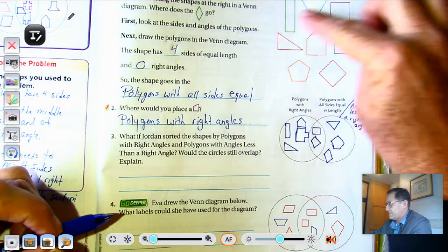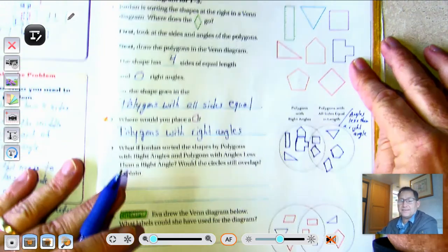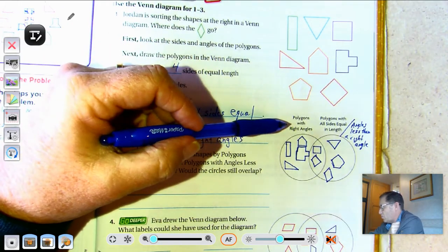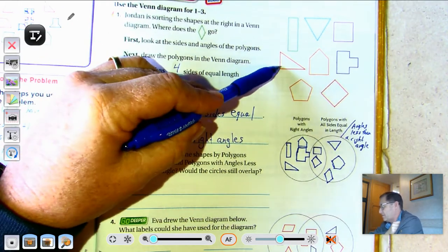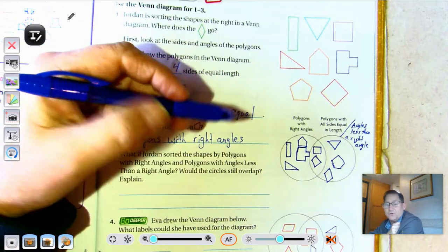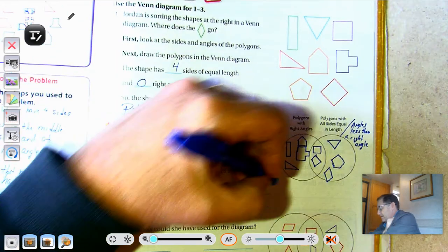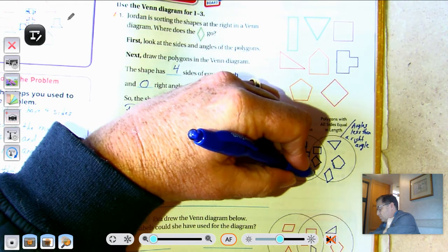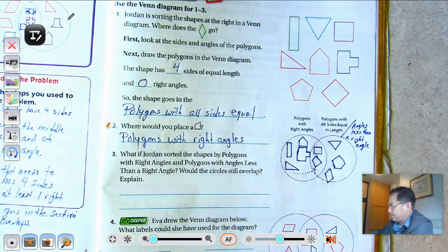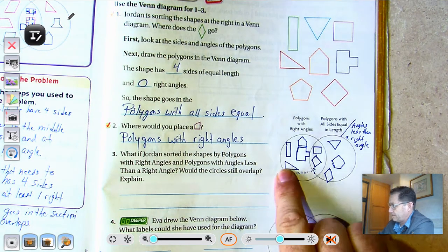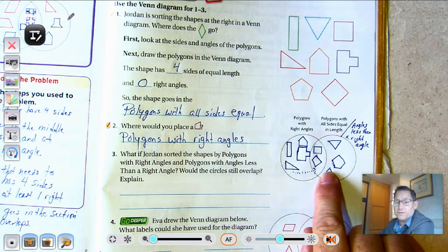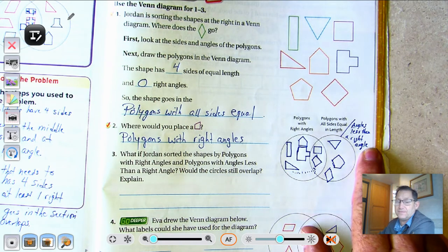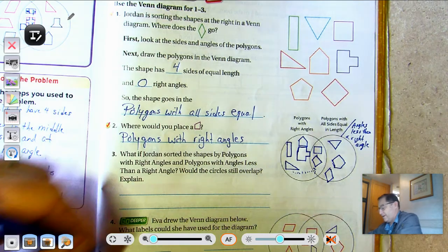So do any of these shapes meet the criteria for both? In other words, they're a polygon with right angles, but they also have an angle less than a right angle. Yeah, this shape here would be in the middle in that case, right? That angle is less than the right angle. That is a right angle, so it would go in both. It does have a right angle and an angle less than the right angle. So yeah, they would still overlap. Wow.